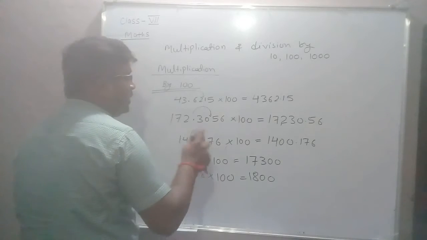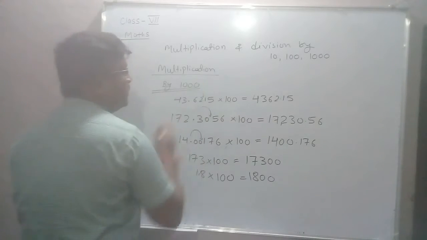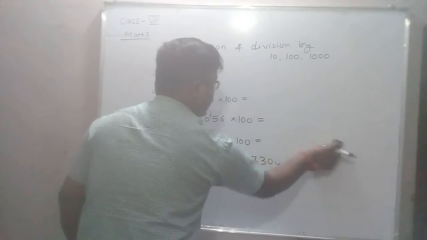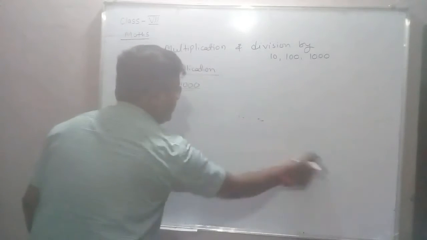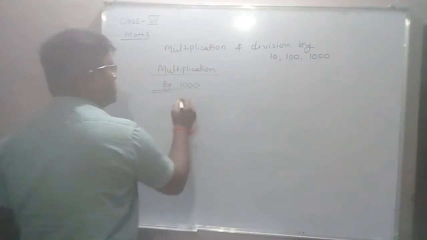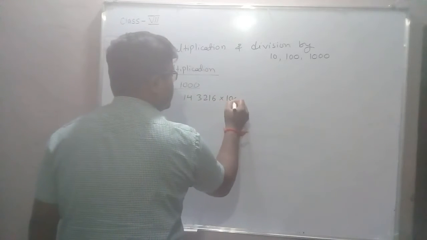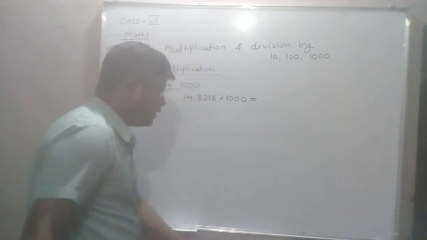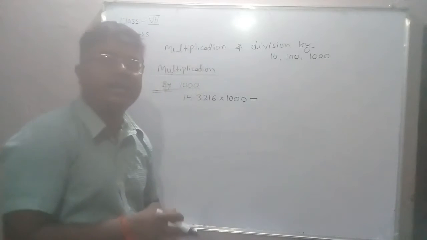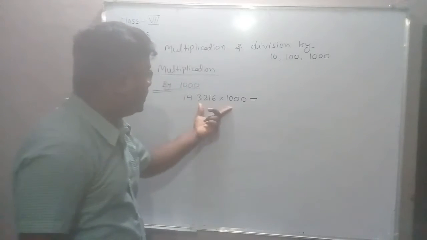Now let's see by 1000. So I am taking the same kind of number for 1000. Let me write another number. Suppose 14.3216 multiplied by 1000. According to your 10 and 100, what will we do here?